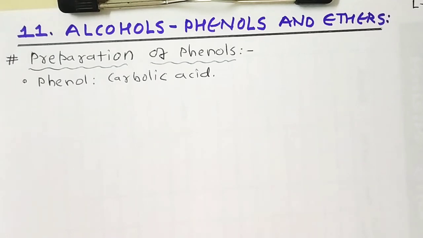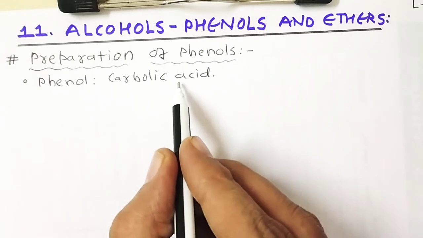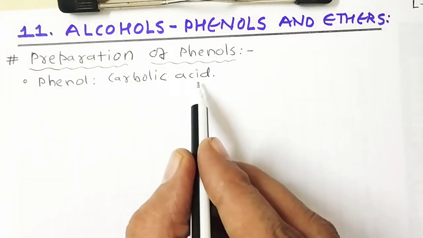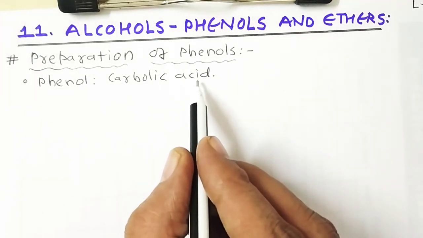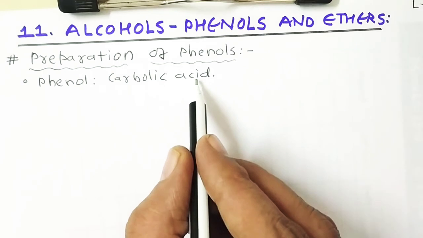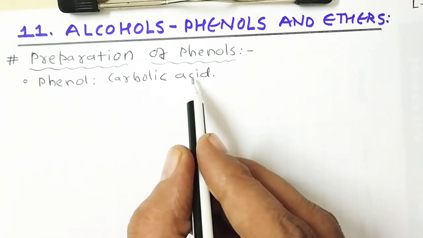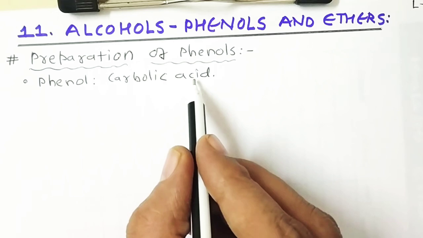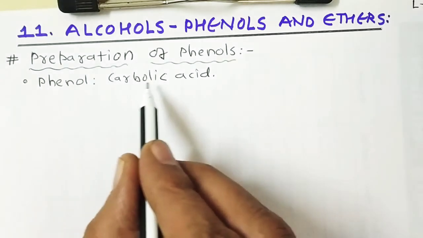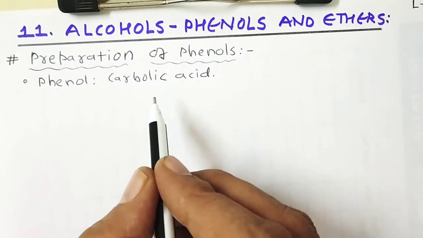We know that phenol is also called carbolic acid. Why is phenol called carbolic acid? Because in the case of phenol there is a resonating structure and aromatization. So the OH bond in phenol, the H+ is highly delta plus in nature, so it's partially positive. That's why it behaves as an acid. That's why phenol is named carbolic acid.